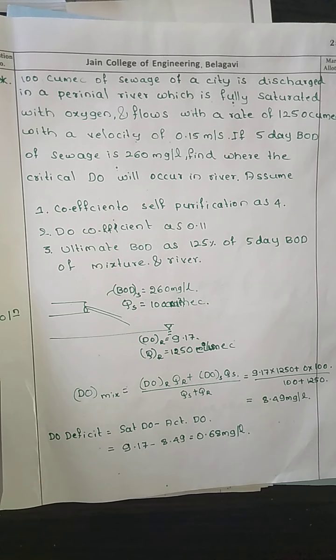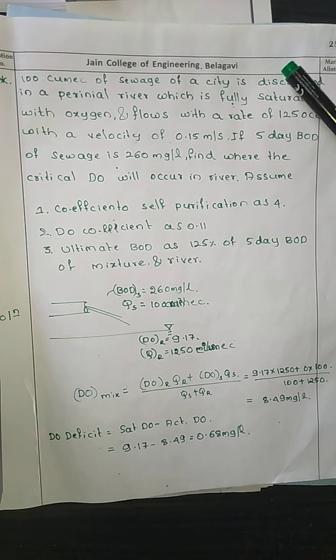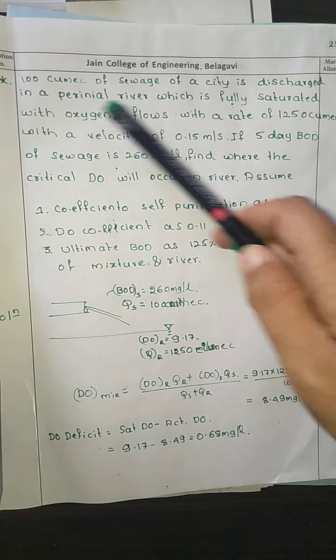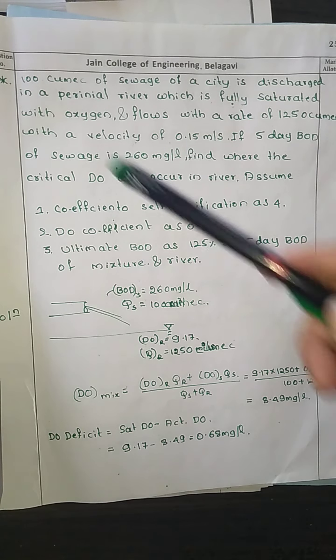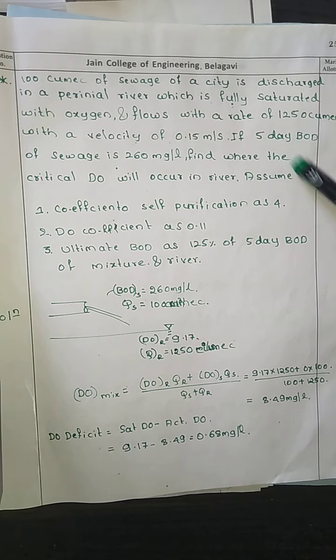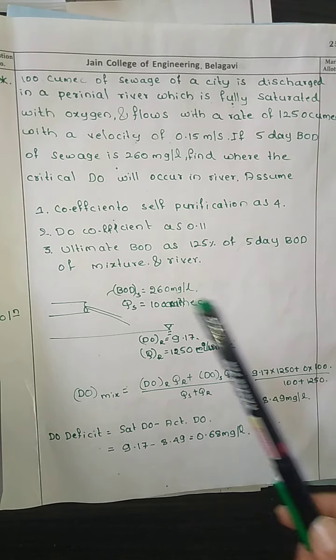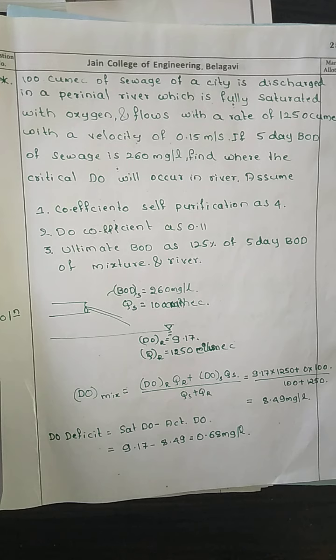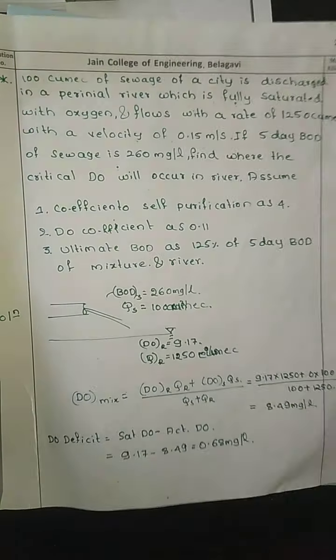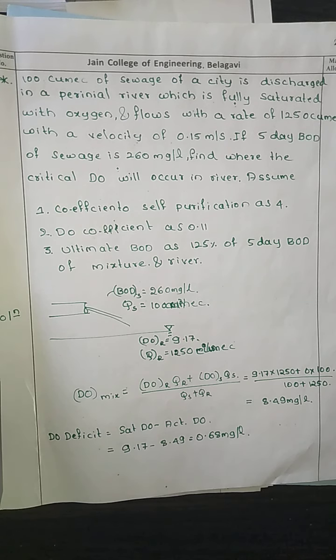Now again we are going to solve one more problem similar to that. 100 cubic of a sewage of a city is going to be discharged into a perennial river, which is fully saturated with oxygen and flows with a rate of around 1250 cubic with a velocity of 0.15 meter per second. If the 5-day BOD of the sewage is 260 mg per liter, find where the critical DO will occur in the river. Where means we need to find out the distance.